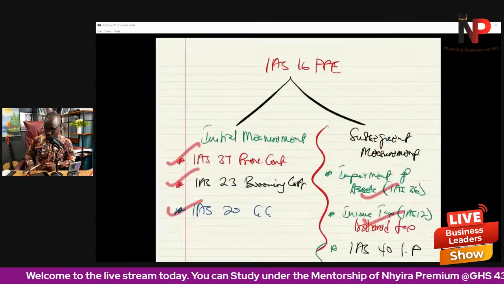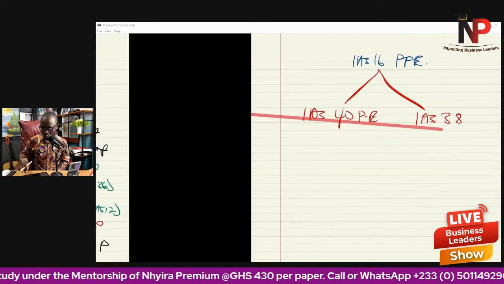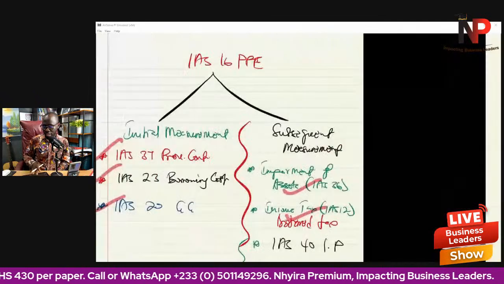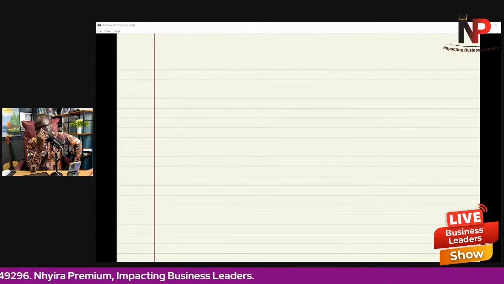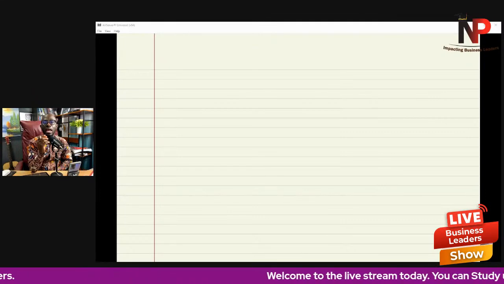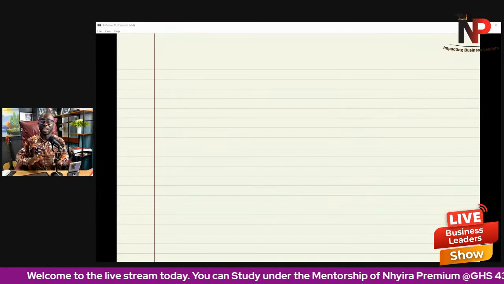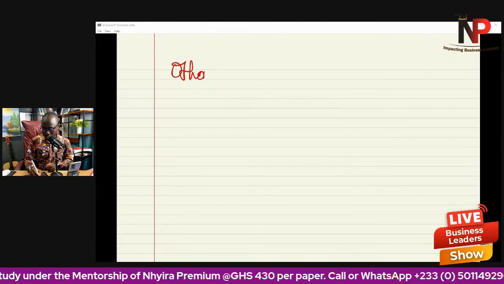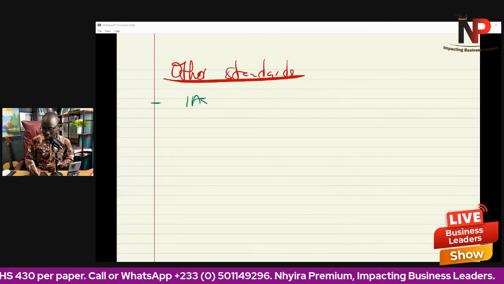Now, aside from these standards and the way they are connected, there are other standards that you need to also be mindful of. These standards are a little bit on their own, so when you are learning them, you can learn them, quote unquote, on their own. They are direct, they are straightforward, they are not that complex. I'm going to explain to you how you can learn those other standards in a moment. So we have IAS 2 inventory.